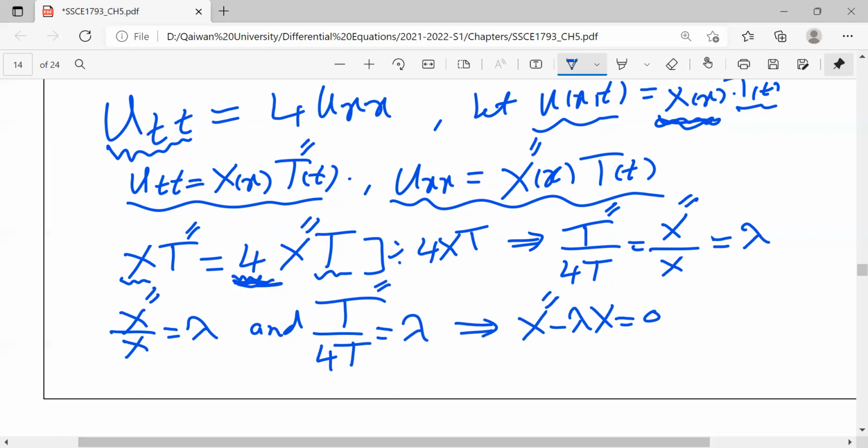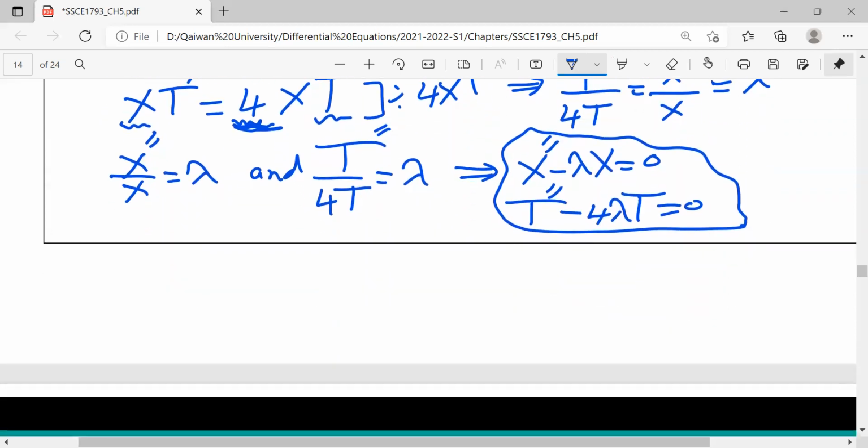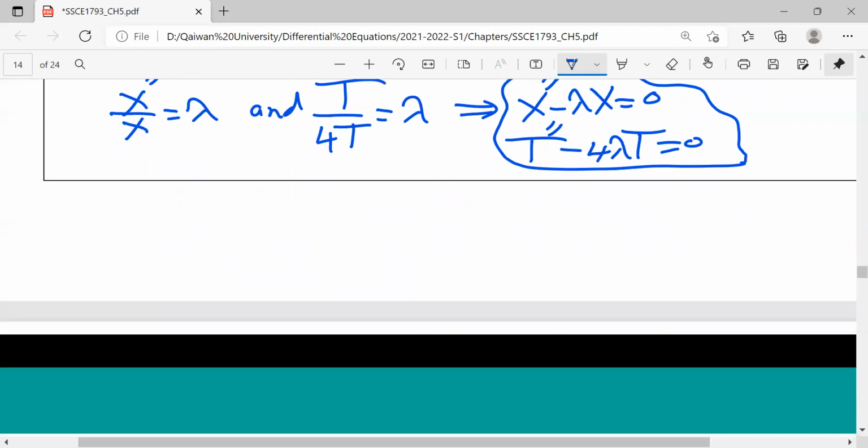And from the second equation, we get that T double prime minus 4 lambda T equals 0. We get these two ordinary differential equations. So in this step, we just reduce the partial differential equation to two ordinary differential equations. And both are second order homogeneous. Okay, it's linear second order homogeneous ordinary differential equations.